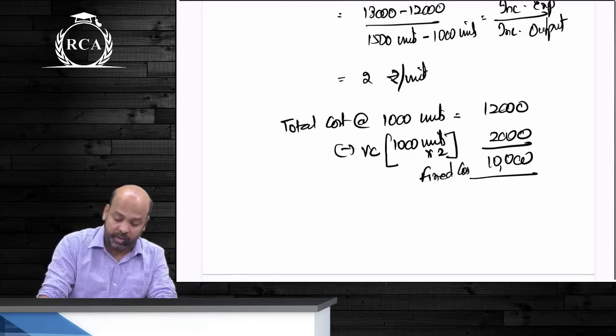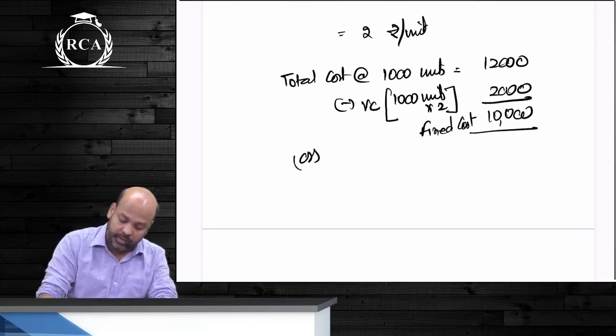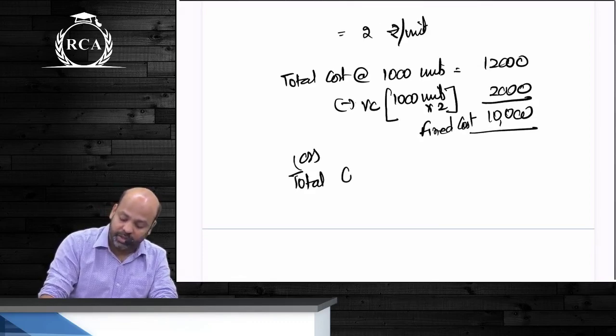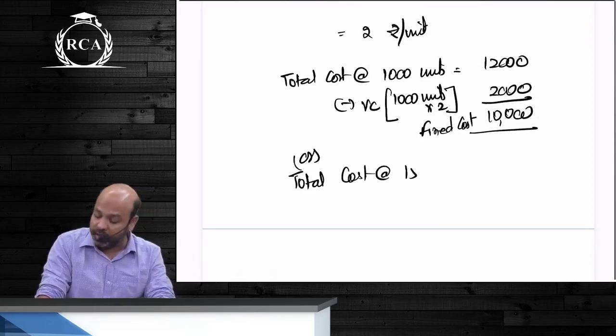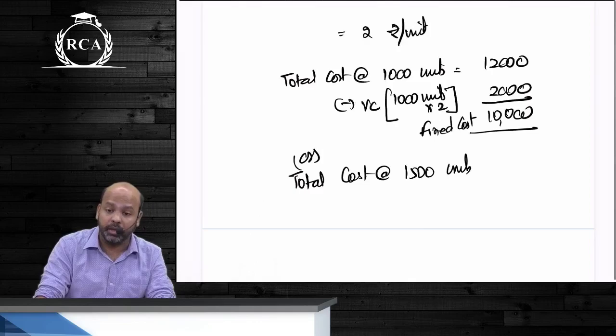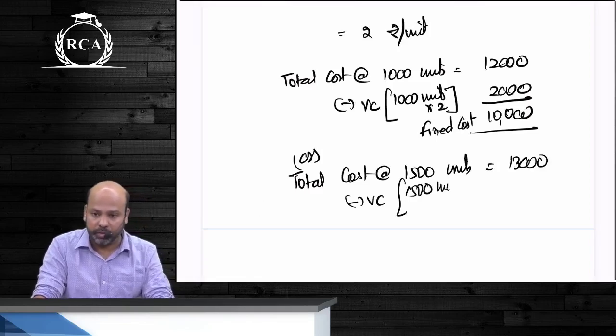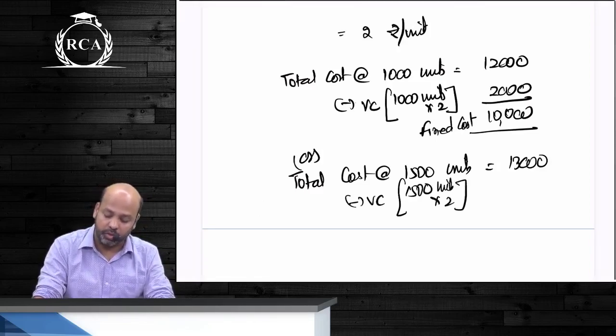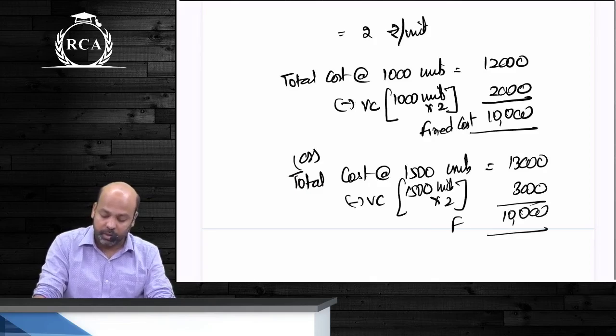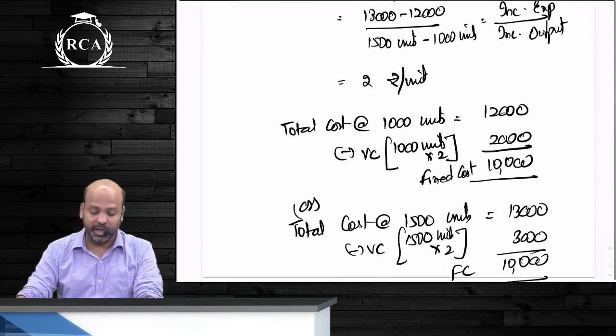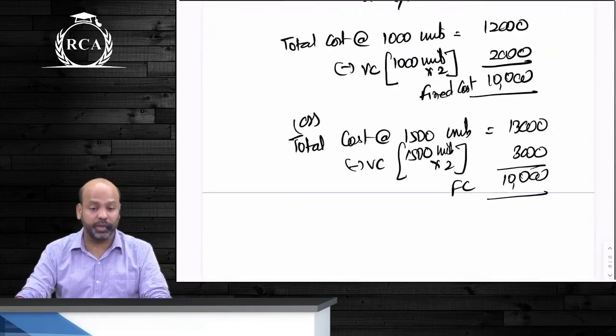Are we understanding this? Or guys, if not that, you pick up the next volume level, which is total cost at 1500 units, which will be 13,000. That includes variable cost of how many units? 1500 units. You will write 1500 units into 2, 3000, and the difference, beta, would be 10,000. Are we clear? Doesn't matter which activity level you pick up, beta, the answer is supposed to be the same.